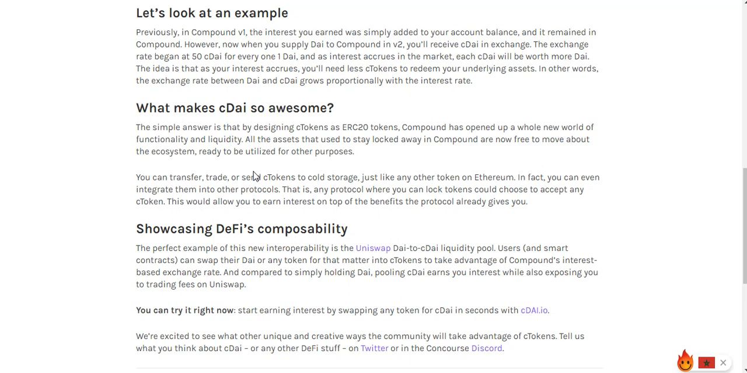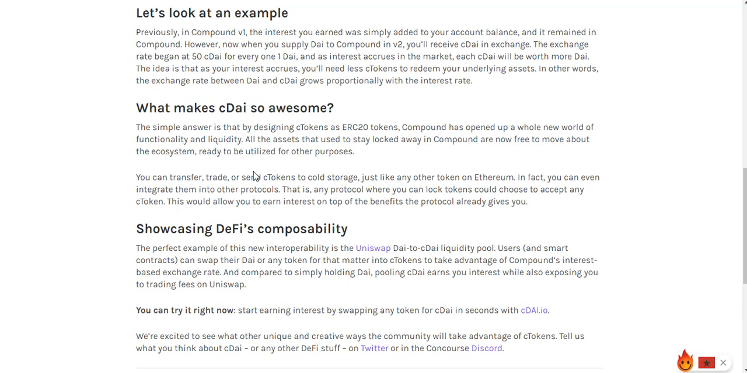The idea is that as your interest accrues, you'll need fewer C tokens to redeem your underlying asset. Meaning that as the value of the cDai rises, if originally it was 50 cDai to every one DAI, and then when you go to turn it back, it is now 75 cDai for every 1 DAI, right? You only owe that original 50. In other words, the exchange rate between DAI and cDai grows proportionally with the interest rate.